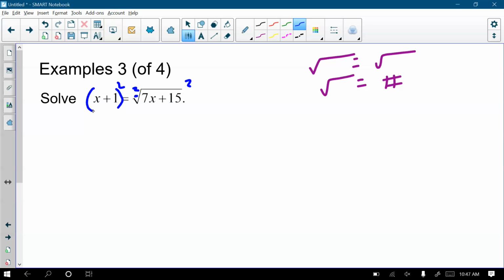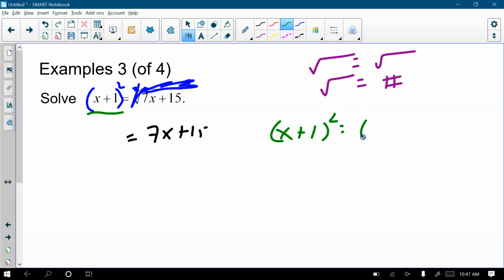Okay, there we go. So we got equals. The right side is easiest because that's going to be 7x plus 15. If you're not sure why, it's because this root and that square cancel out and you're just left with 7x plus 15. It gets a little buzz cut. Now I'm going to do some side work for x plus 1 squared. X plus 1 squared is the same thing as x plus 1 times x plus 1. I am not going to distribute the exponent.